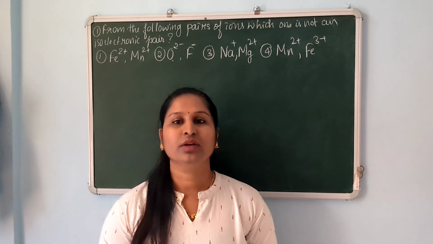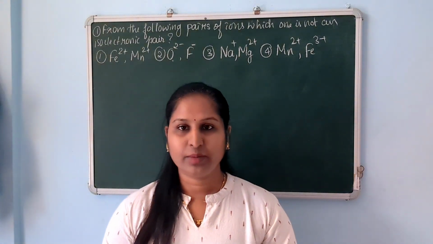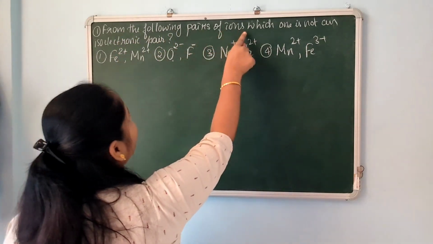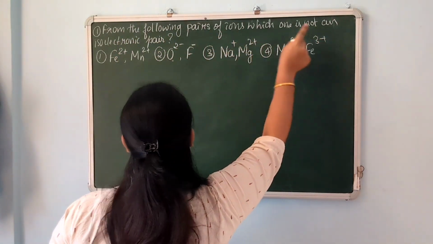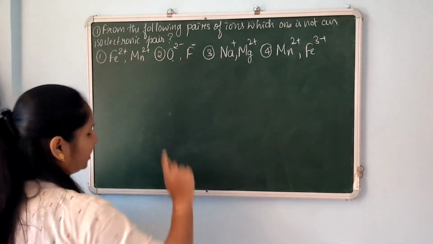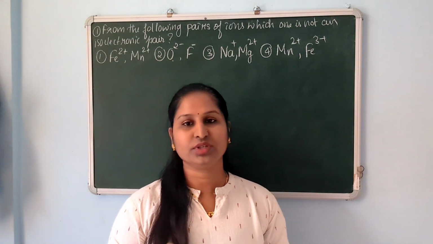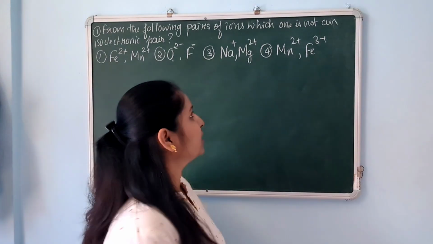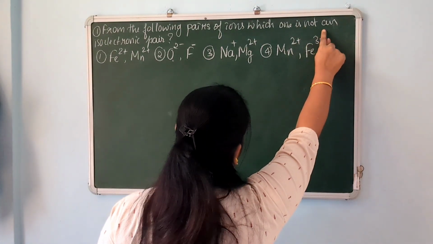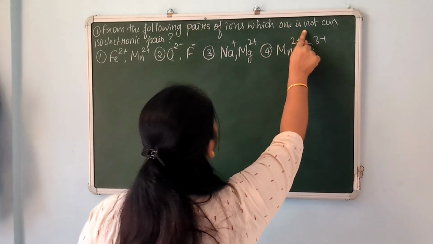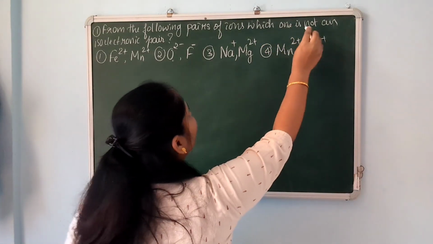This question is from NEET 2021. Let me read out the question now. From the following pairs of ions, which one is not an isoelectronic pair? Whenever you are solving a competitive question, the most mistakes are made because people do not read the question carefully. The word "not" is important.